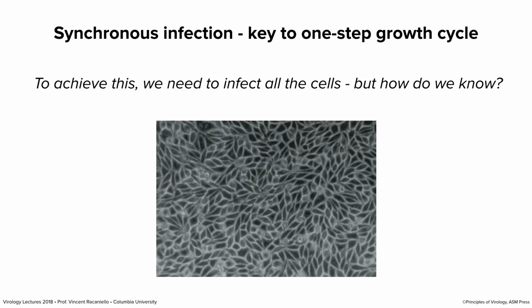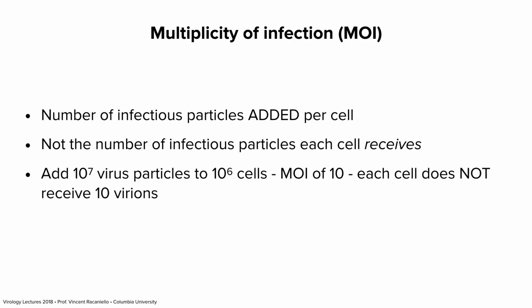How do we know that we're infecting all the cells? Is it just hit or miss? Well, of course not. We have to know how much virus we're putting on. So you have to know how much virus you're putting on the cells because you want to get every cell infected. And the key to understanding that is called multiplicity of infection. That is very easy. The number of infectious particles you add per cell. Infectious particles, that is multiplicity of infection.